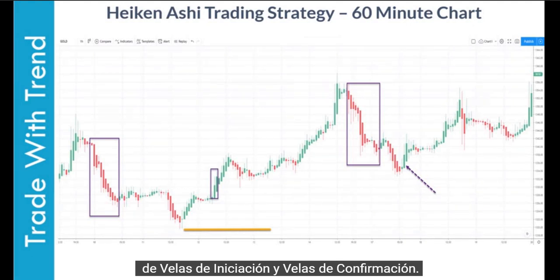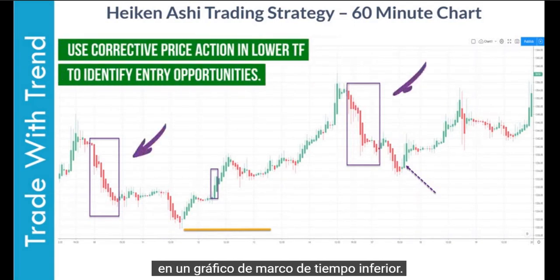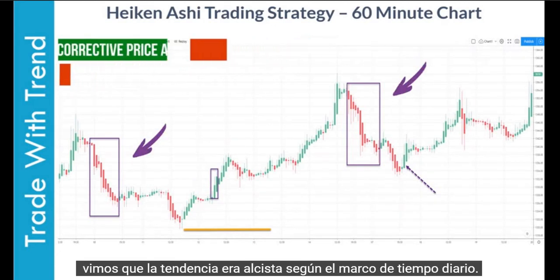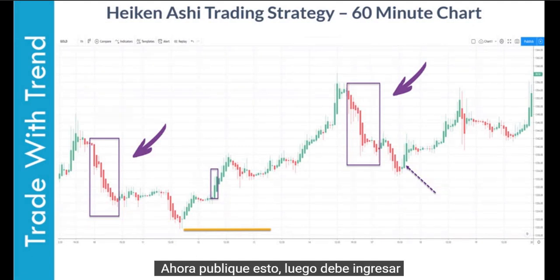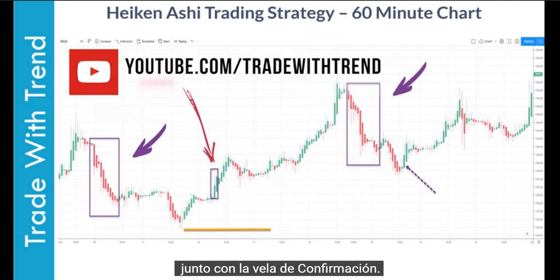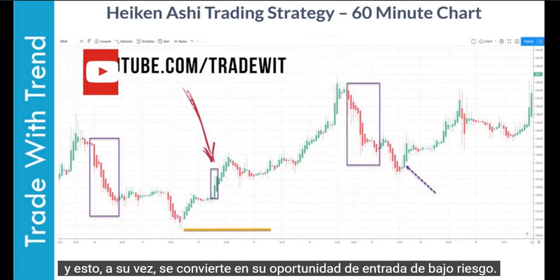So let me now give you some pointers on when to use the combination of initiation candles and confirmation candles. When you have identified trend as bullish on a higher time frame chart, wait for such corrective price action on a lower time frame chart. For instance, in the previous chart, we saw that trend was bullish as per daily time frame. Now on a 60-minute time frame chart, you should then wait for such corrective price action. Post this, you should then enter when you spot two initiation candles on the chart along with a confirmation candle. This would signal price aligning back with higher time frame trend, and this in turn becomes your low risk entry opportunity.